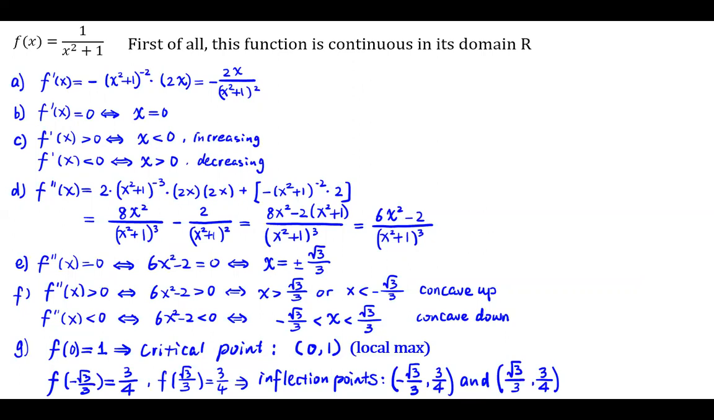The derivative of this function is the derivative of the outer function, which is 1 over u's derivative, which is negative (x squared plus 1) to the power of negative 2, times the derivative of the inner function, x squared plus 1. The derivative of x squared plus 1 is 2x. Therefore, the derivative f'(x) equals negative 2x over (x squared plus 1) to the power of 2.